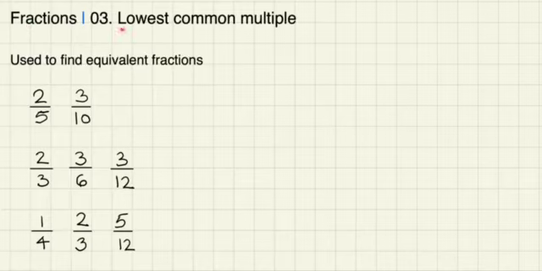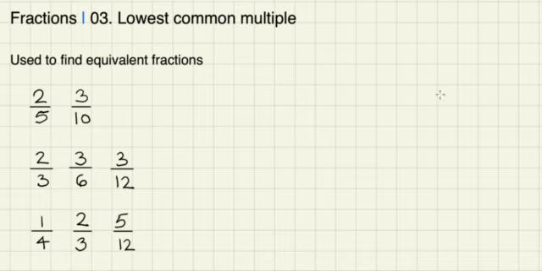We came across lowest common multiple and equivalent fractions in the previous video. So this video is all about giving you a bit more practice at this and to show you the various ways that we can work this out. So let's have a look at these two fractions, 2/5 and 3/10. What we're going to try to do is to put the denominator of each into the same value, because that'll allow us to do various calculations.